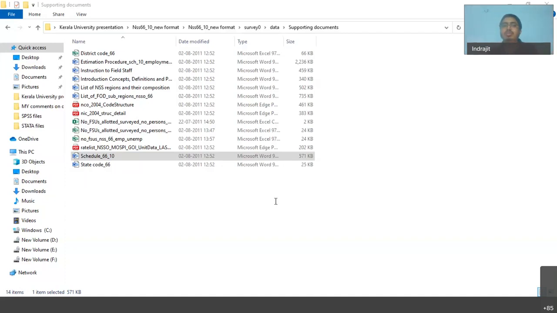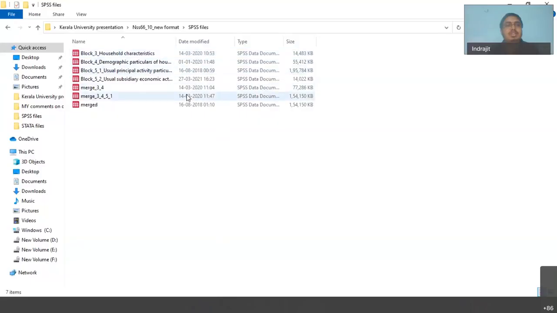Because once you are with the data file, it's a huge data file, but you have a questionnaire. What is that variable, and what is the code? There you will get 9, 2, 3, 5 for 1, 1. What does the 9 mean? What does that 1 mean? You will get that specific code here. So you are clear about the supporting documents also.